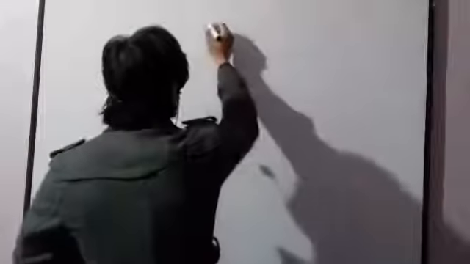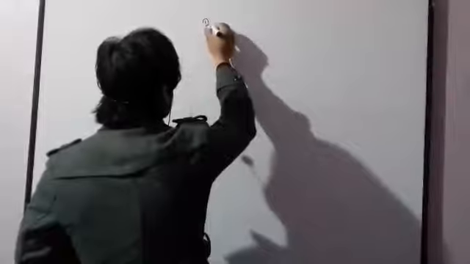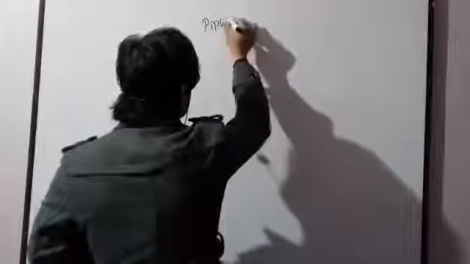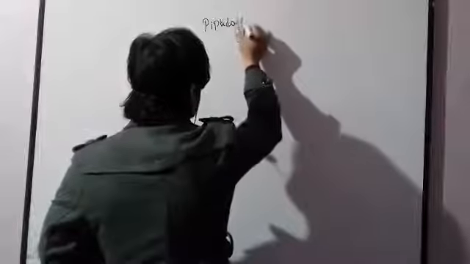So we already discussed the overview of the bacterial cell wall. Now this is the second part of the bacterial cell wall. And in this second part, what are we going to talk about? We are going to talk about peptidoglycan. So let me write. Peptidoglycan.